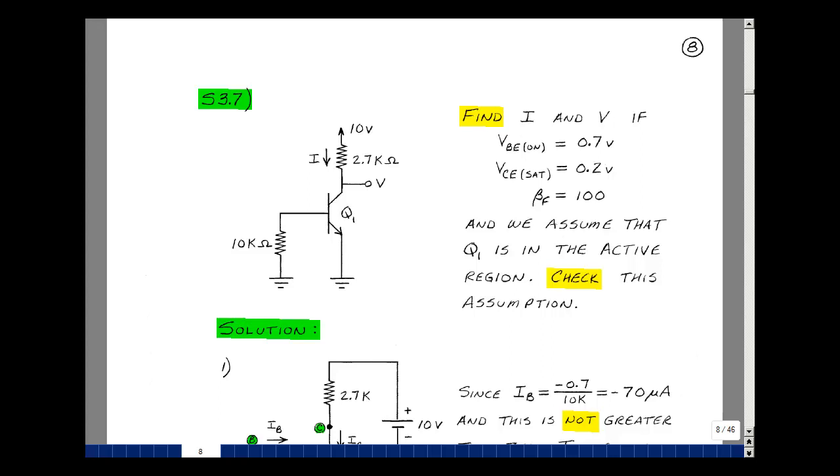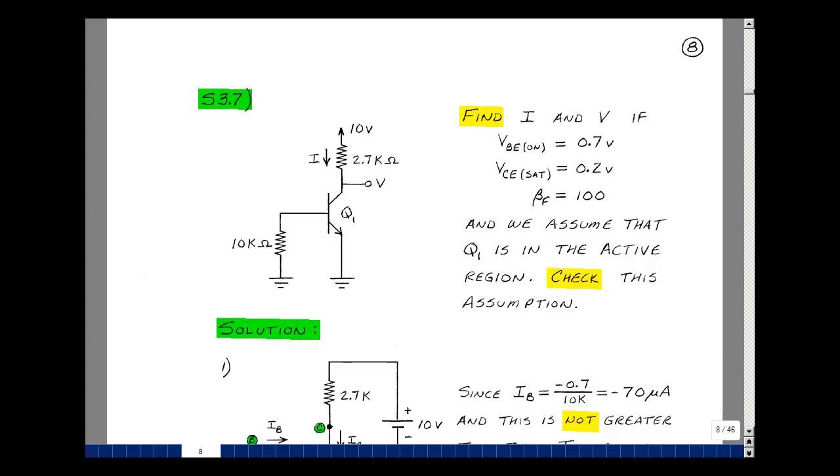Let's solve supplemental problem 3.7. You can find this problem in the ECE302 ebook in the Chapter 3 Supplemental Problems on page 8. Given this NPN transistor, 2 resistors and a battery, can you find the current I and the voltage V if we assume that VBE on is 0.7, VCE SAT is 0.2, and beta F is equal to 100?